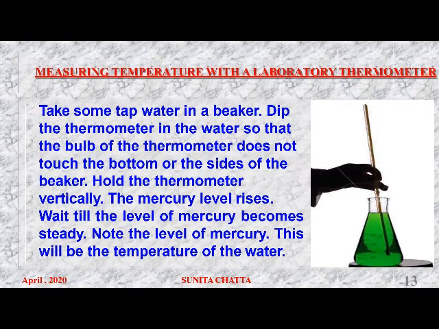Now, how can we use it? Take some tap water in a beaker, dip the thermometer in the water so that the bulb of the thermometer doesn't touch the bottom or the side of the beaker. Hold the thermometer vertically. The mercury level rises. Wait till the level of mercury becomes steady. Note the level of mercury. This will be the temperature of the water.